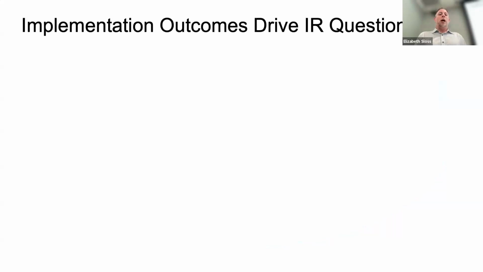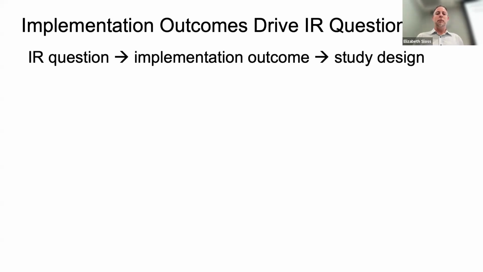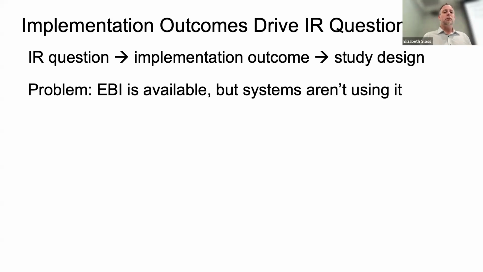This is surprisingly one of the hardest things for new learners: to really come up with a good implementation research question. We're all great at coming up with good clinical questions because they're all about effectiveness, but you'll notice that none of these questions have effectiveness in them. The process of coming up with your implementation research question is really derived from your implementation outcome. What are you trying to achieve? And then it informs, of course, your study design.